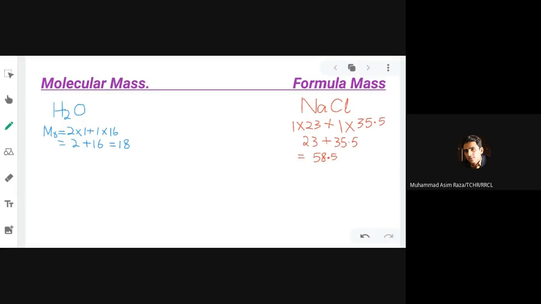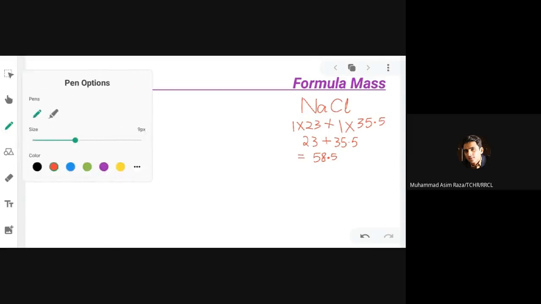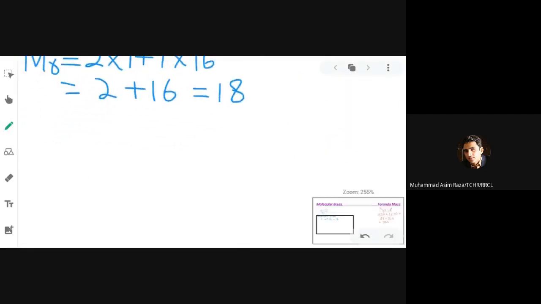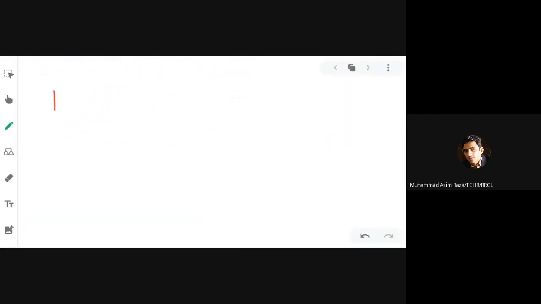Now we will find out the molecular mass of HNO3. Since there is no metal in it, I am writing it down over here, and this is known as nitric acid.